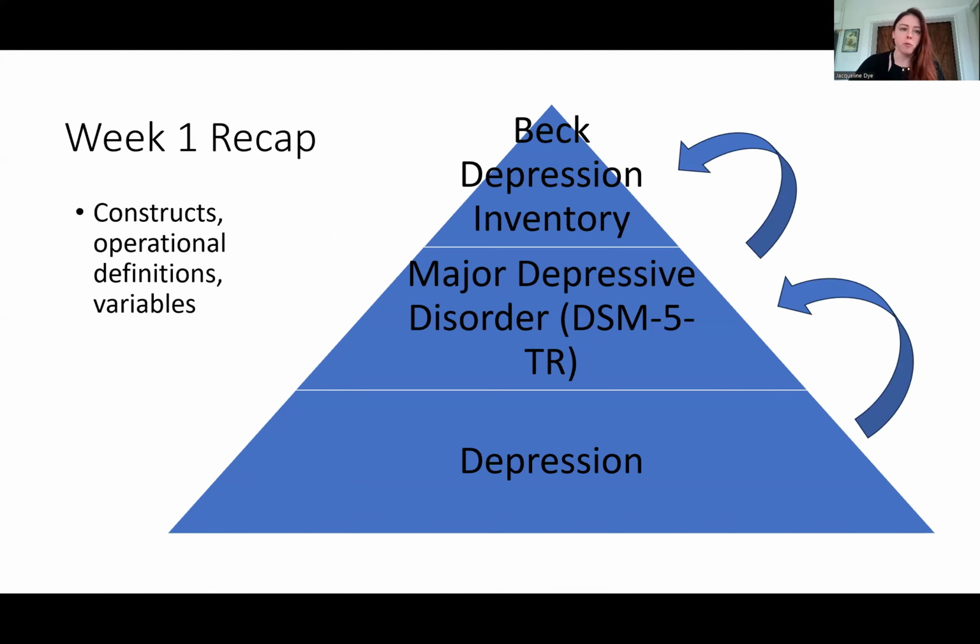So just to start out with a recap of what we covered in week 1. We talked about constructs, operational definitions, and then creating variables from those constructs and definitions. To give an example, a construct could be something broad and abstract, like depression. We could operationalize that as how the DSM defines major depressive disorder, so the criteria in the DSM. And then we could use a variable such as the Beck Depression Inventory to measure that construct.